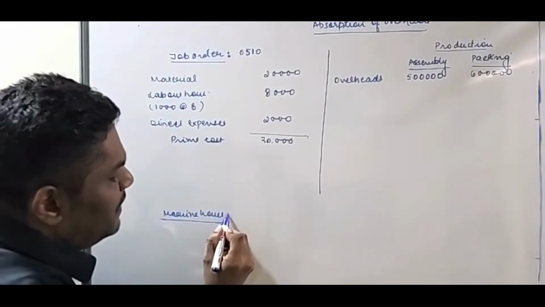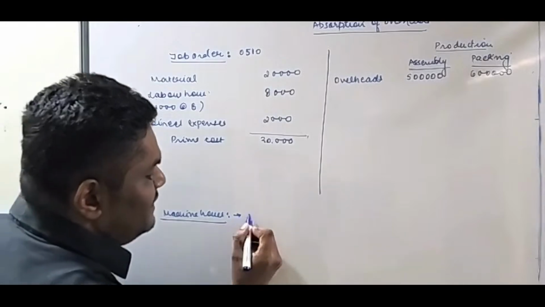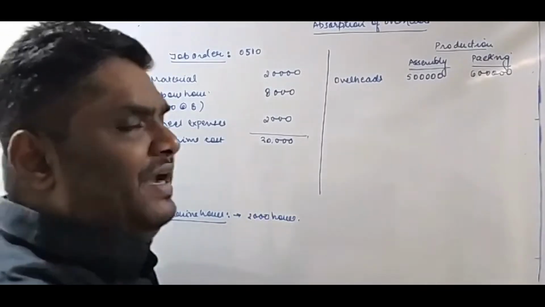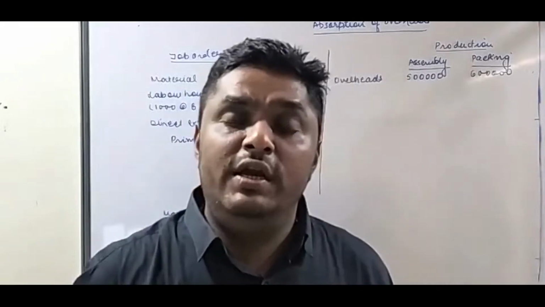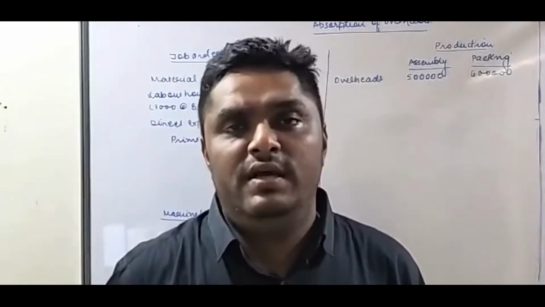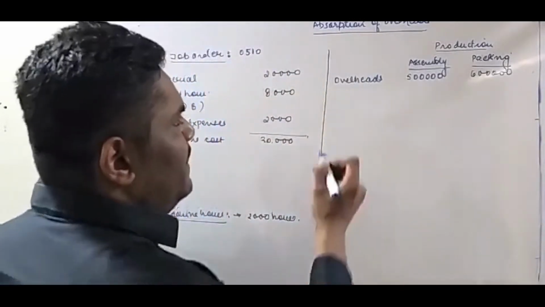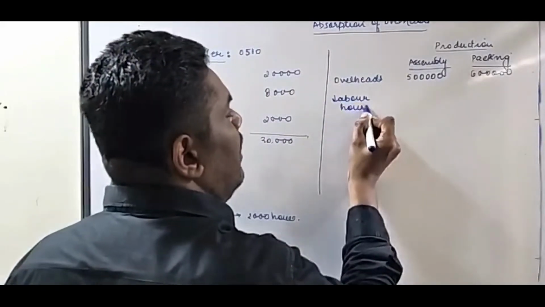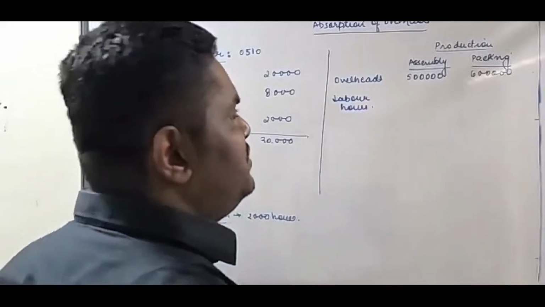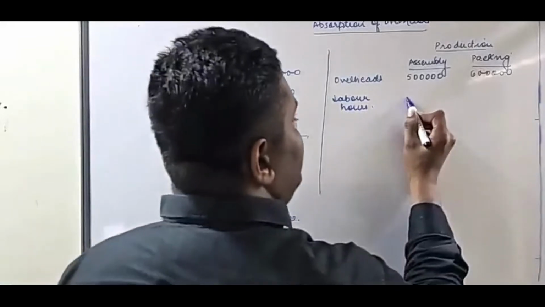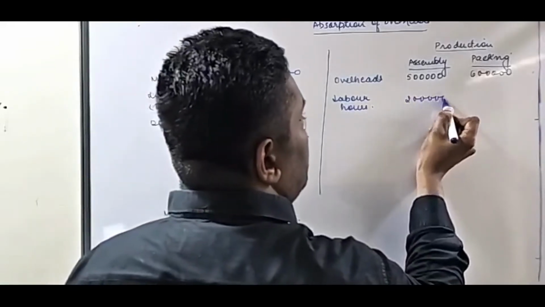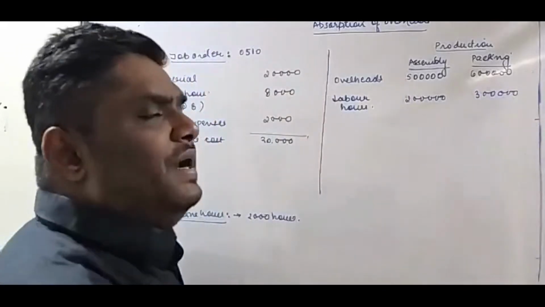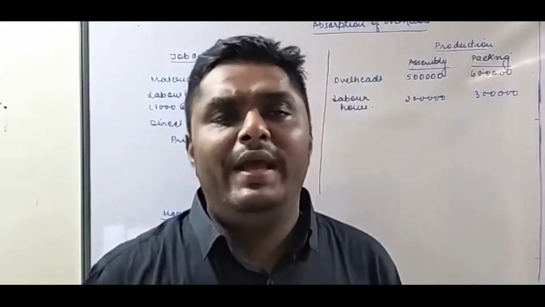And for this job, the machine hours worked were, let's say, 2,000 hours. Now, additional information is also given in the question in terms of labor hours and machine hours. The total labor hours and machine hours are also given. Let's say it is 2 lakh and this is 3 lakh.